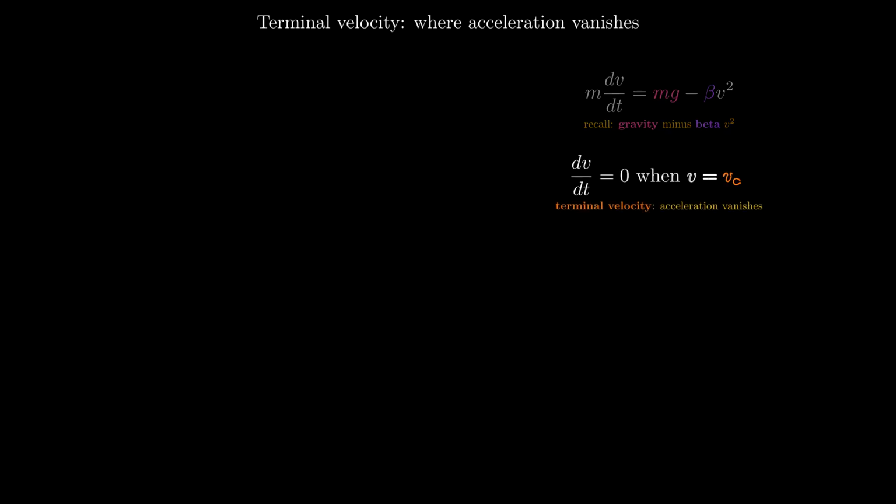Watch what this equation says as the object falls. At the start, v is 0, so the drag term is 0, and the acceleration dv/dt is at its maximum. As the object speeds up, beta times v squared grows, the net force shrinks, and the acceleration falls. Eventually, the object reaches a speed where the acceleration drops to 0. That speed is the terminal velocity, written v infinity.